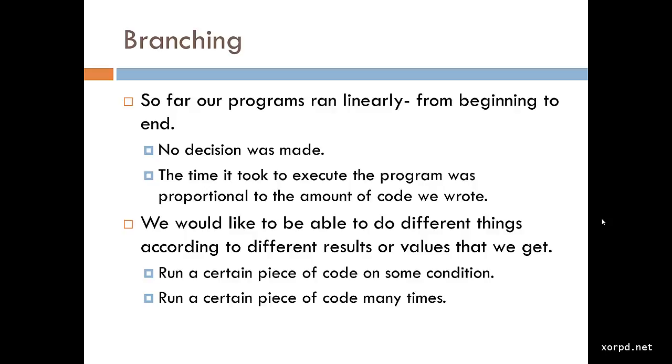We would like to be able to do different things according to different results or values that we get. For example, maybe we want to run a certain piece of code on some condition, or maybe even run a certain piece of code many times. So far we only managed to run certain pieces of code only once, and maybe we want some kind of a loop, for example, to run the same piece of code many times, so that we can use the actual power of the computer. The computer has much strength regarding those kinds of things. The computer is very good at doing the same thing many times. Human beings are not very good at this kind of task.